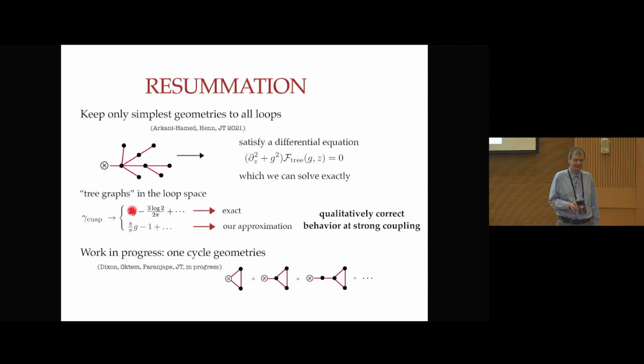This is an exact expression for how it looks at strong coupling, and this is an exact formula. The other was the formula that we gave, our approximation, which surprisingly agreed at the qualitative level. Both of these expressions grew like g at strong coupling. It's surprising that we can even get the right order by resumming some ad hoc selection of contributions at weak coupling. And now we are working on the generalization to the more complicated geometries.